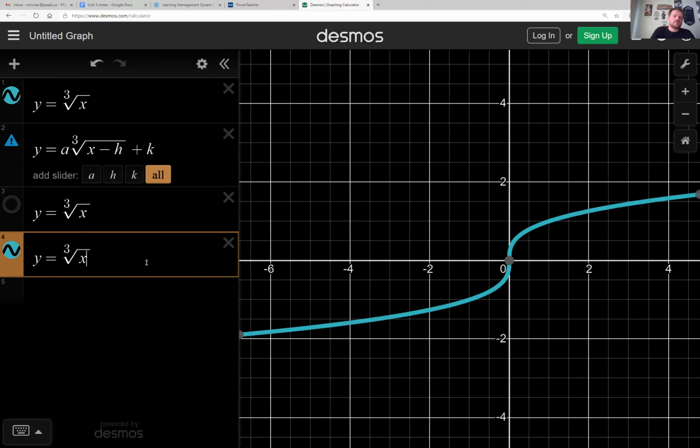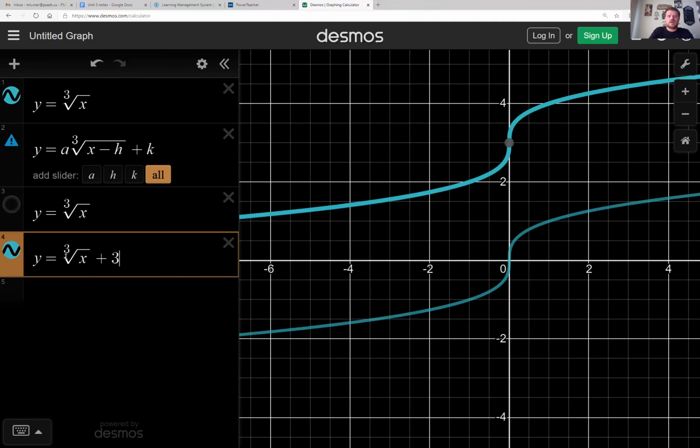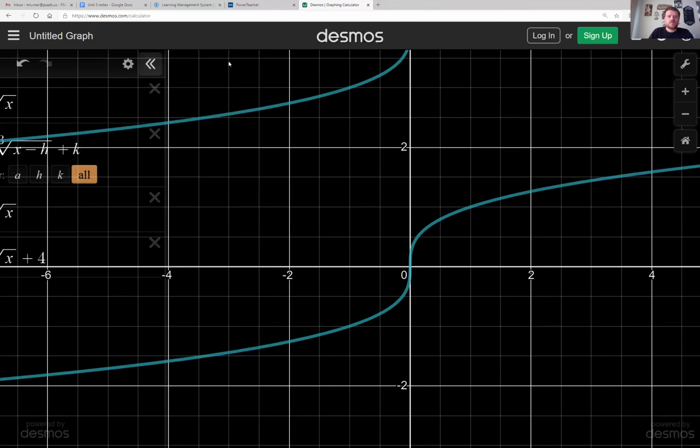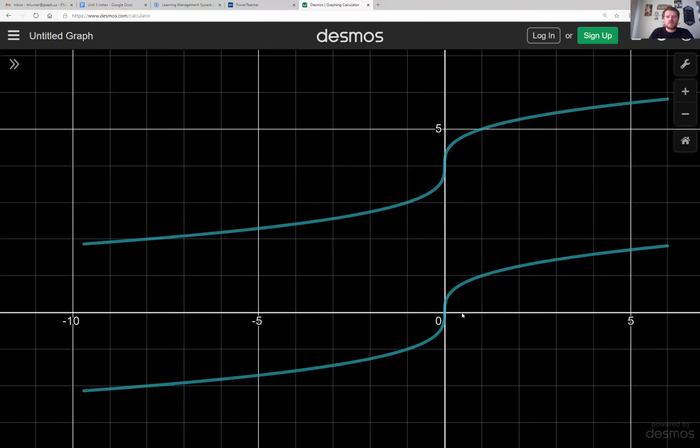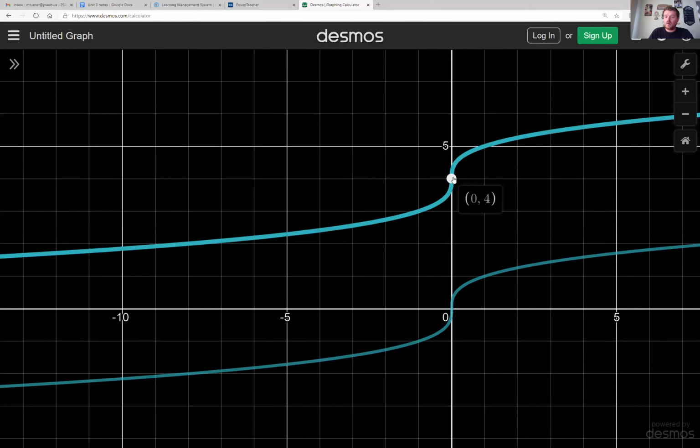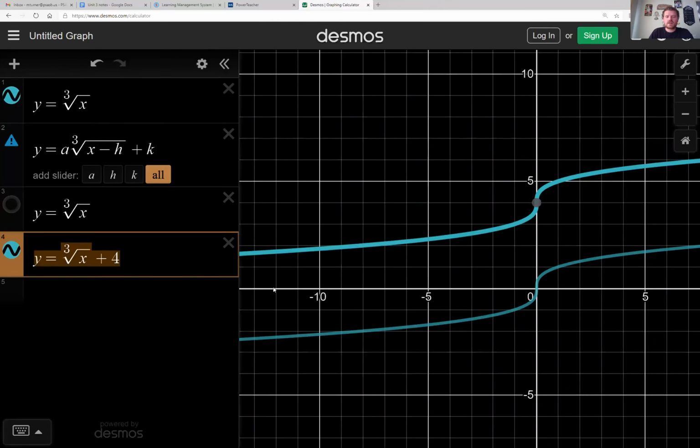And similarly, let's say I have something like this. I'm looking at the parent function. I see that the graph has been shifted up 4 spaces. So my answer would be y equals cube root of x, and then on the outside, plus 4. Those of you that have been following along on the videos, I hope this is going to be pretty straightforward because you guys have seen now that a, h, and k in multiple function families.